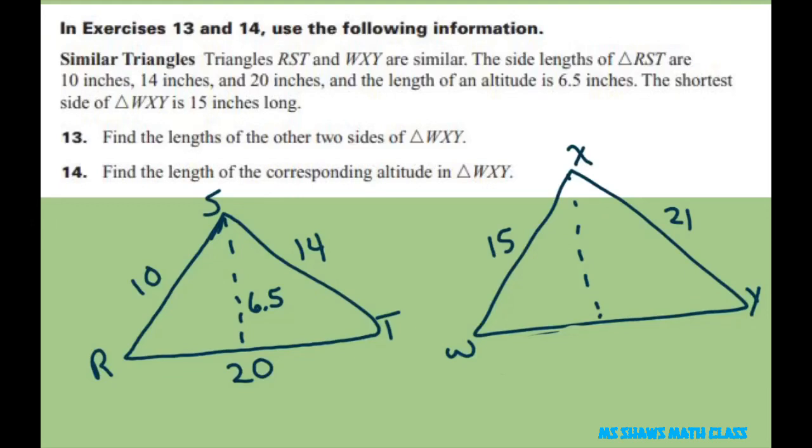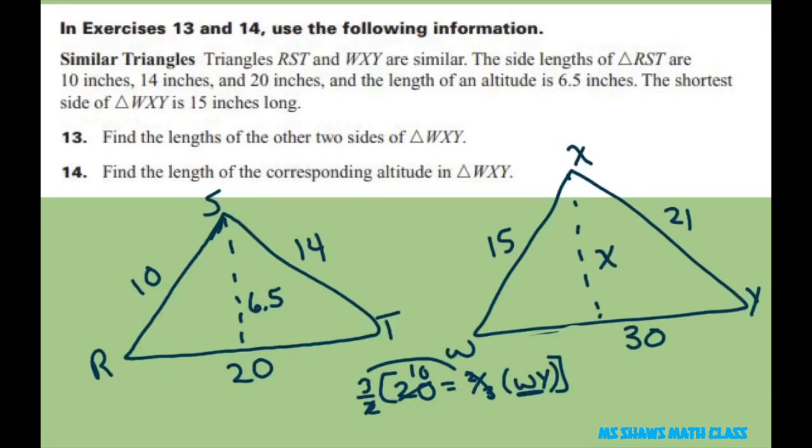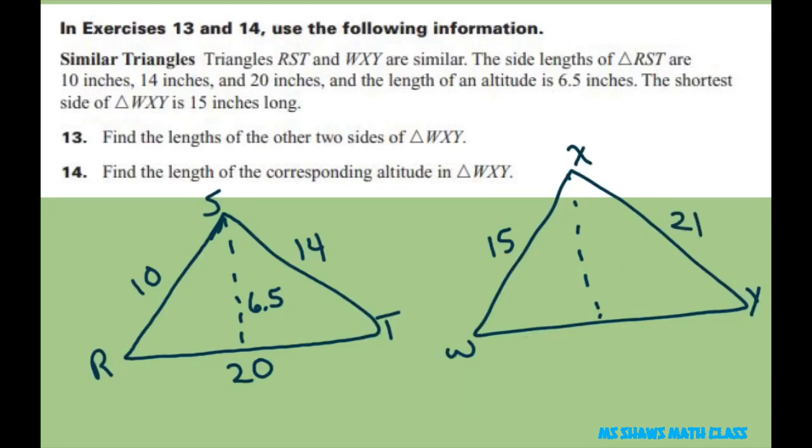WY. So I know 20 equals 2/3 of WY. So multiply both sides by 3/2 to isolate my WY. When you multiply those two, it will cancel. 2 goes into 20 10 times, and 10 times 3 is 30. So we found the lengths, and now we just have to find this X here. So we have 15, 21, and 30. So it'll be 21 and 30.